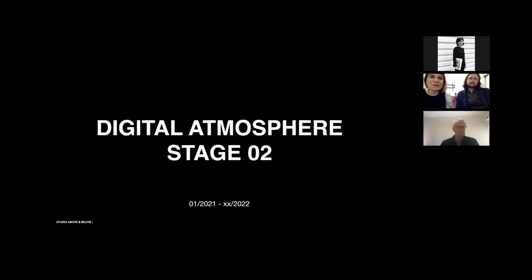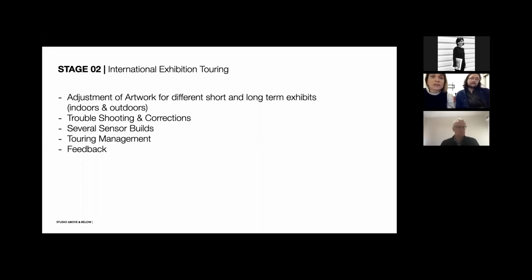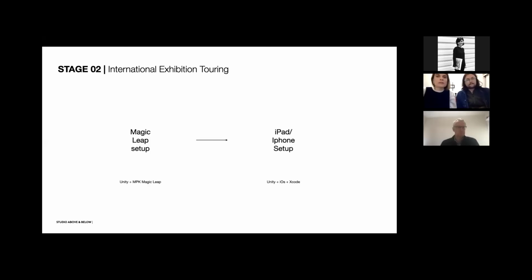Let's get to stage 2, which is the international touring bit. This means adjusting the physical and digital sculpture for short and long-term exhibits, indoors and outdoors, troubleshooting remotely for the first time, and corrections, building several sensors if it's exhibited simultaneously somewhere, managing the entire touring, and receiving feedback. We created this artwork throughout lockdown, and all those touring elements were the first time that we received feedback, which is really, really helpful for us.